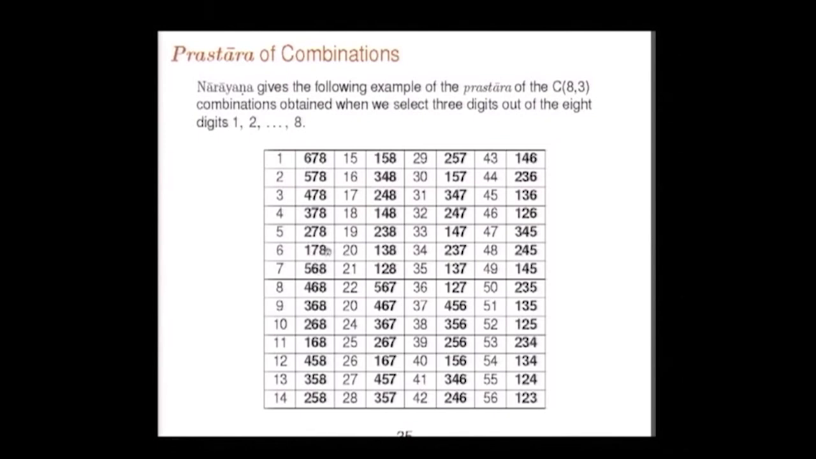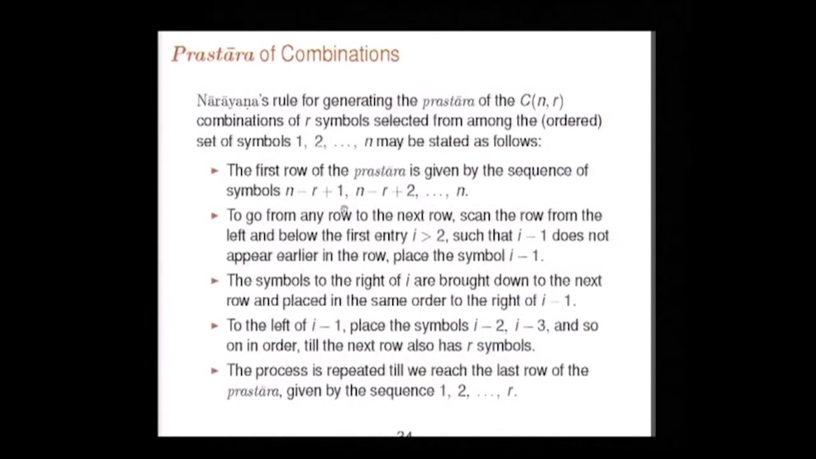So you can put your 6 here, 8 is brought down. Now with the 6, you write only the sequence of numbers next to it to the left. So this rule I have written down in a complex manner here. The first row of the prastara is given by the sequence of symbols n minus r plus 1, n minus r plus 2, etc. n.